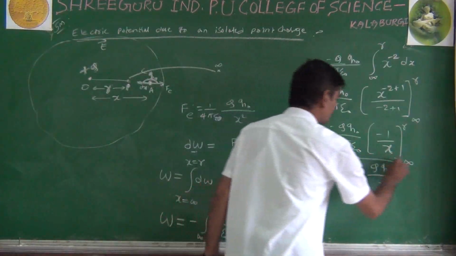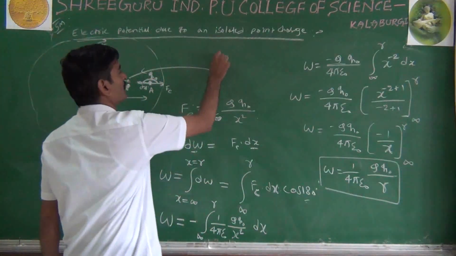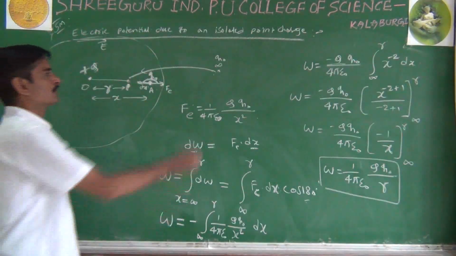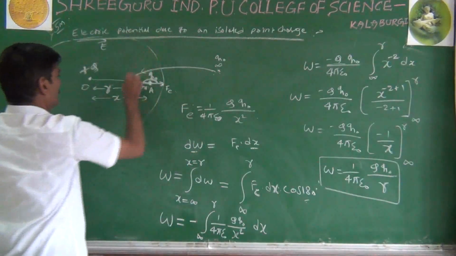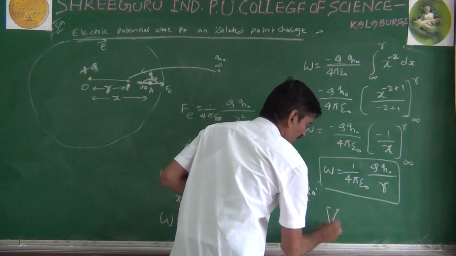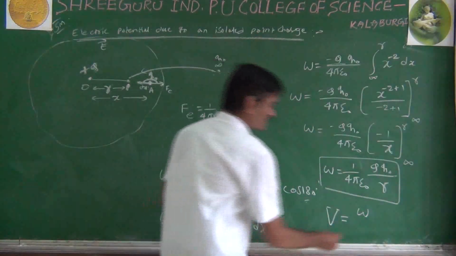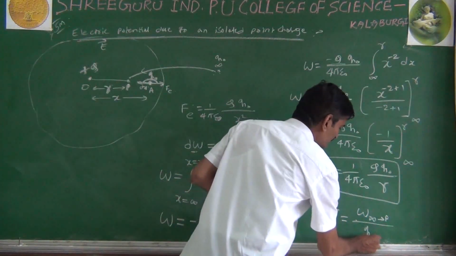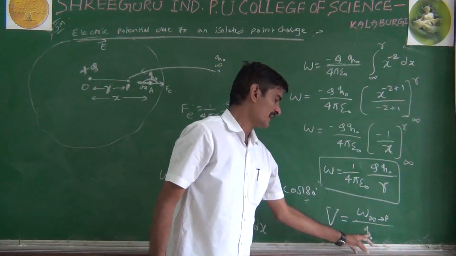So what we got is the work done in moving the charge q naught from infinity to the point P. Now we want the electric potential at the point P. We know that electric potential at a point is defined as the ratio of work done in moving the test charge from infinity to the point P to the magnitude of the test charge, that is divided by q naught.